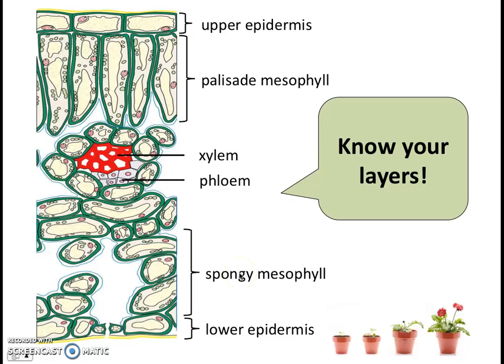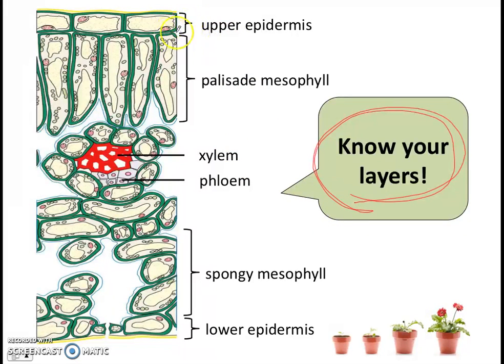Alright, so hopefully, as you read your textbook, you should be able to identify these layers, the layers of a leaf. Now I put here, you must know your layers. Please know your layers very well, because you will need to know how to identify them, to label them, and to describe them. So here we go.